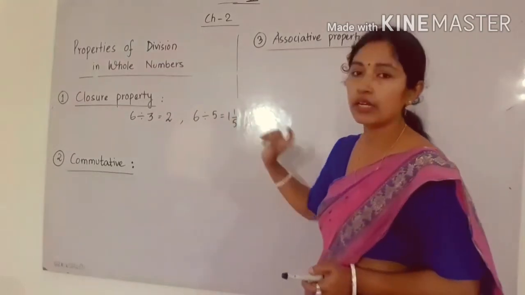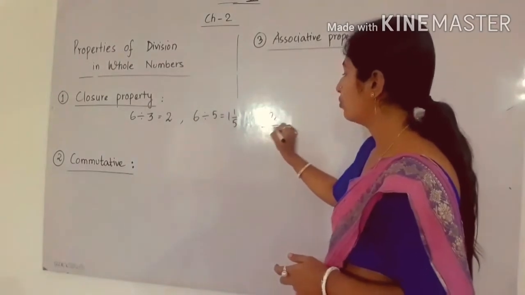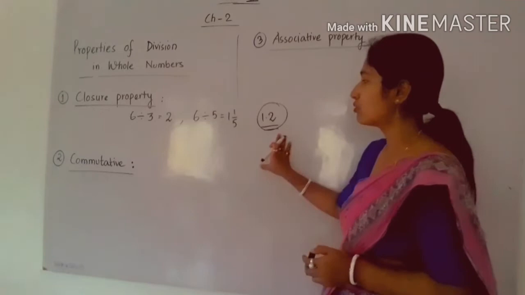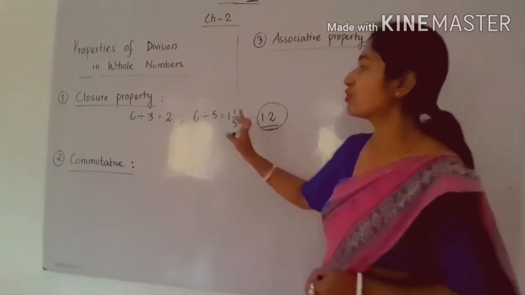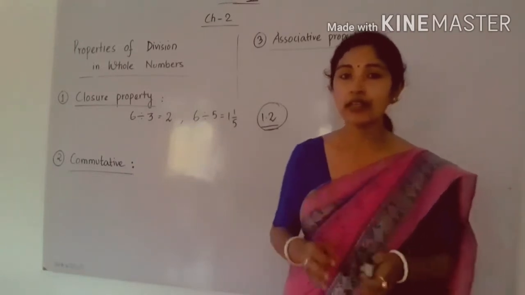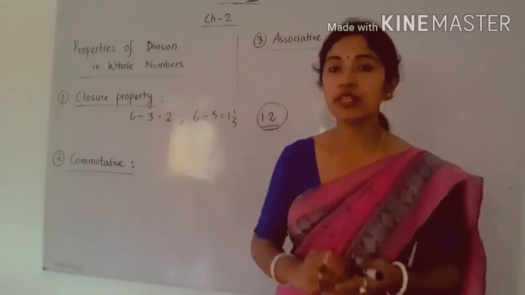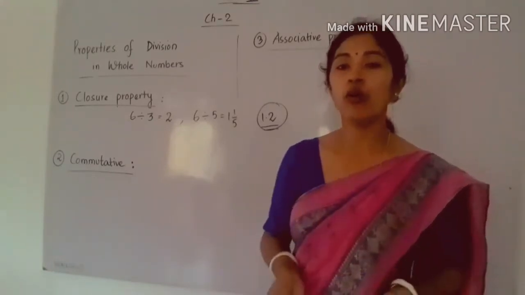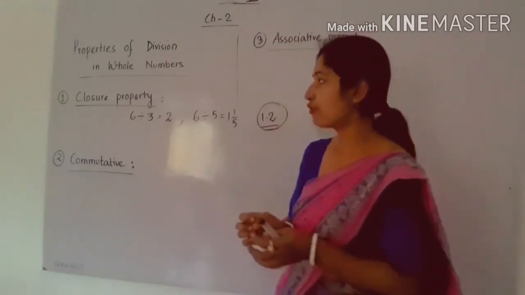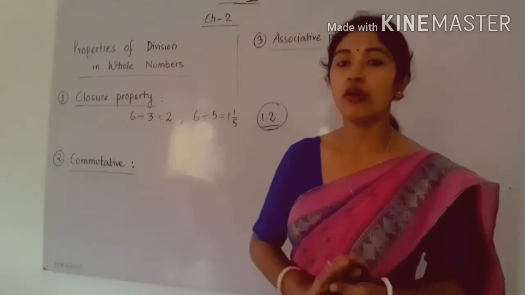That means I am getting a mixed fraction, or in decimal you can write it as 1.2. As you all know, 1.2 is not a whole number. So closure property in the case of whole numbers will not be satisfied. It will be satisfied in some cases, in some whole numbers, but not in all whole numbers. So we have to take the cases of all whole numbers. Therefore, closure property does not hold true for division of whole numbers.